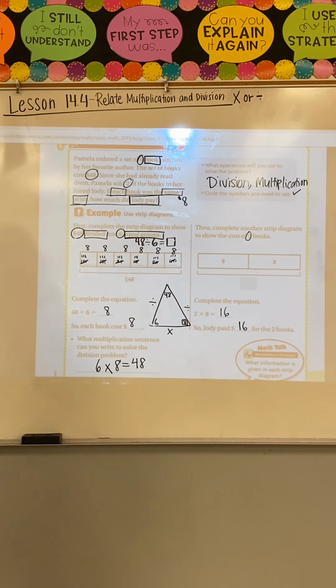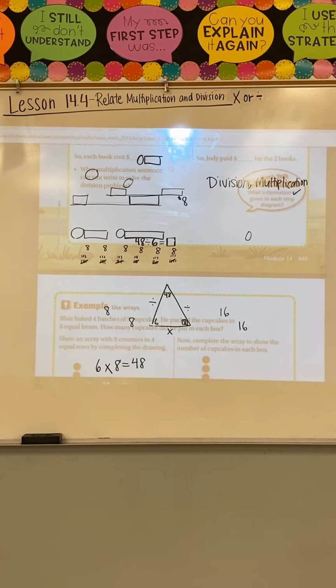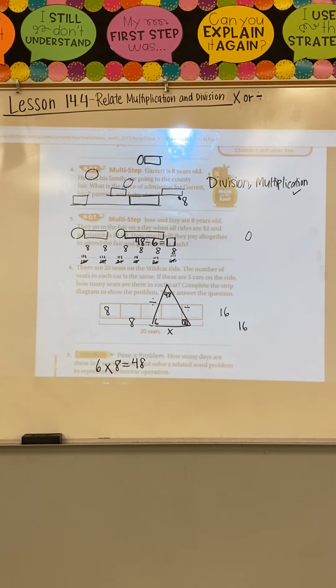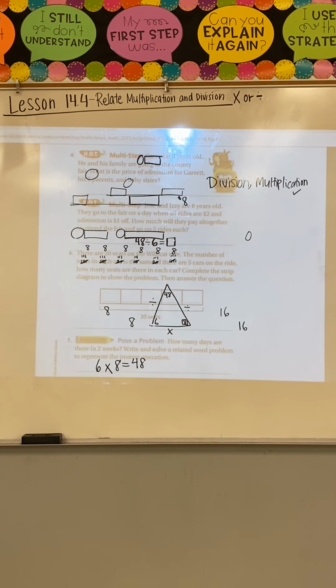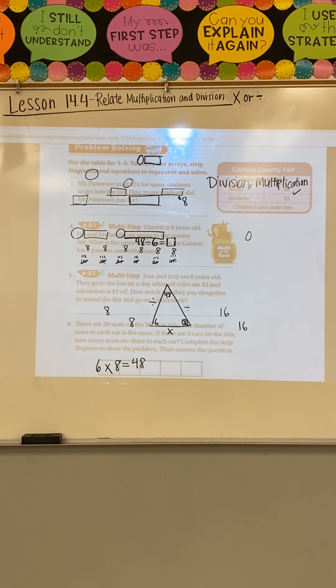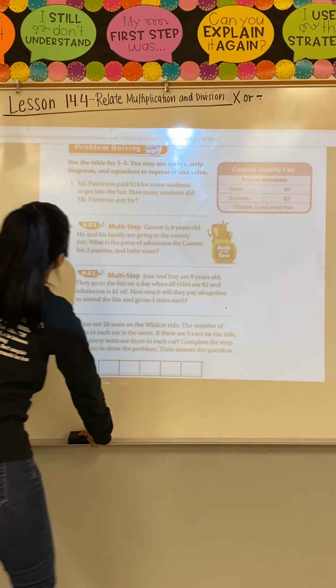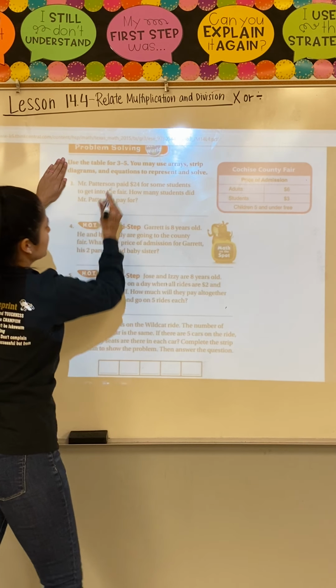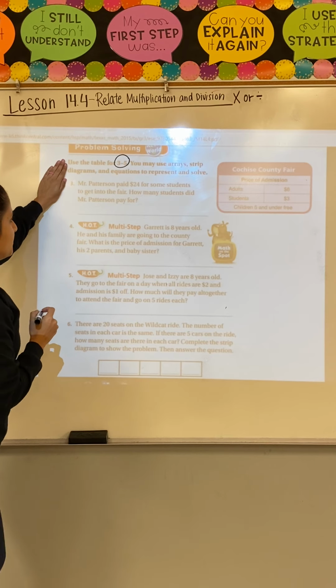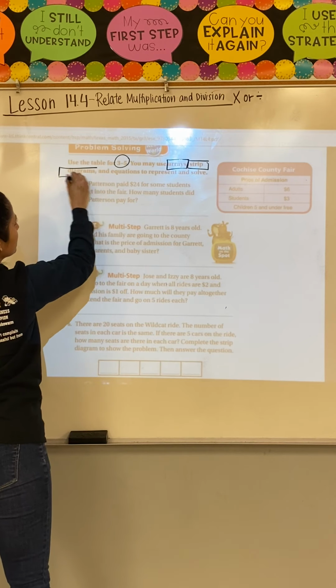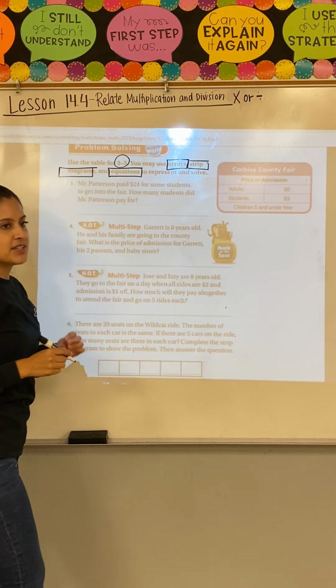All right, let's take a look at another question here. Let's skip around. To number 5 on page 451. Directions first. Use the table, use the stimulus for questions 3, 4, and 5. You may use an array, a strip diagram, and an equation to represent and solve.